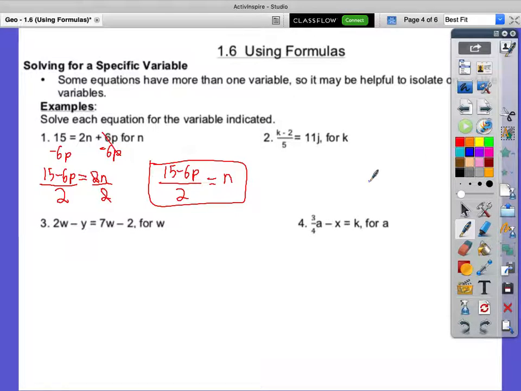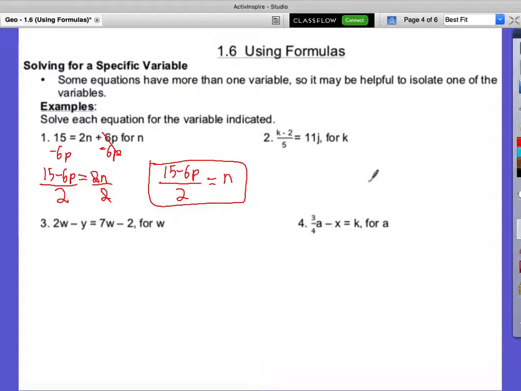Okay. k minus 2 over 5 is equal to 11j. What variable are we solving for here? What's it say? Solving for k. Where's the k at right now? The numerator or the denominator? Numerator, the top part of the fraction. So currently we're subtracting 2 from k and dividing it by 5.